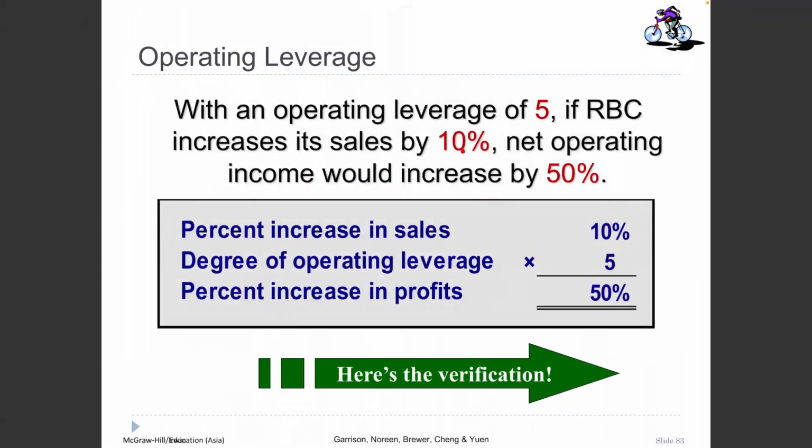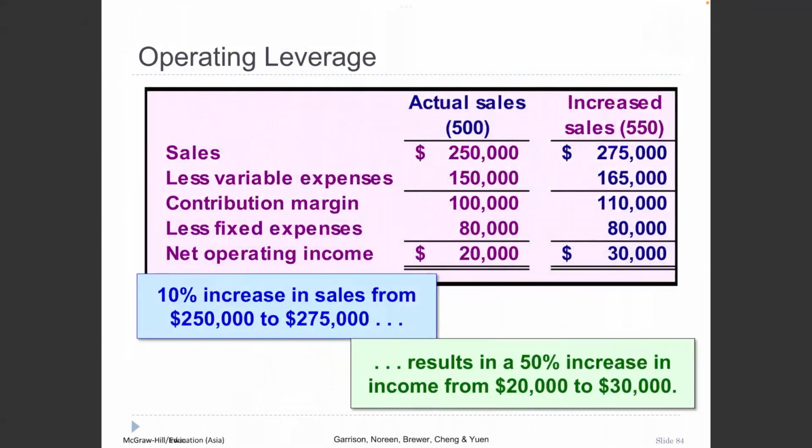Okay, so this is a quicker analysis. You know that if I increase my sales by 10%, my profit will also increase by 50%. So this is the proof. We draw up the income statement. The increased sales is 10% times 500 units, so you get 50 units extra. So the increased sales is 550 units.